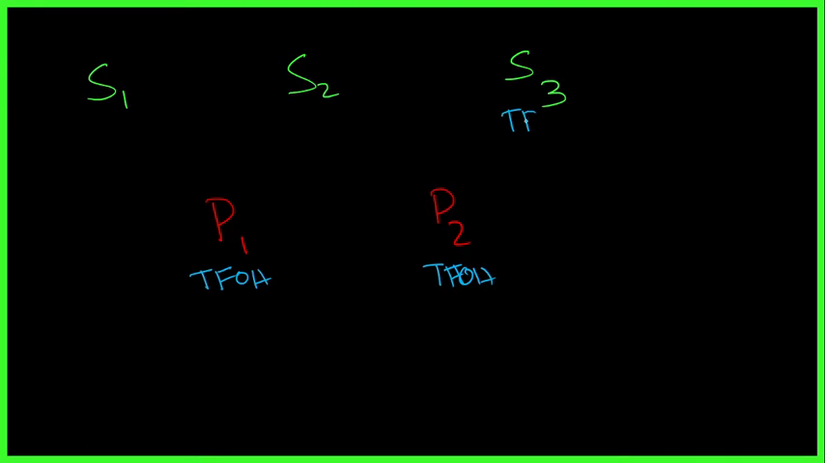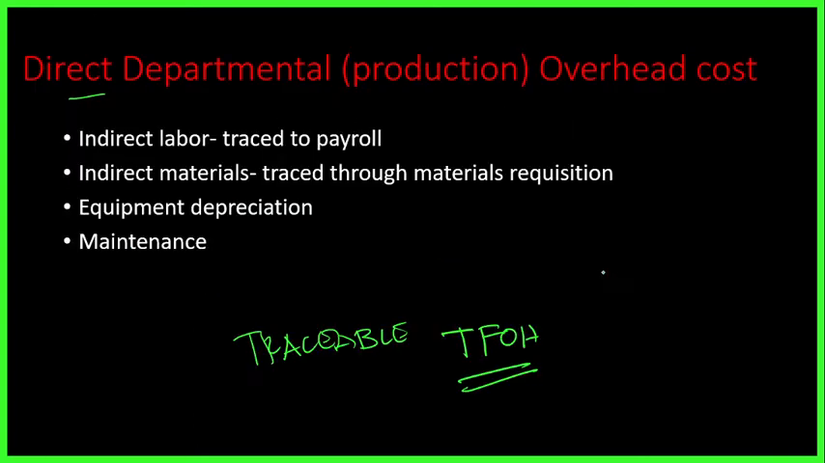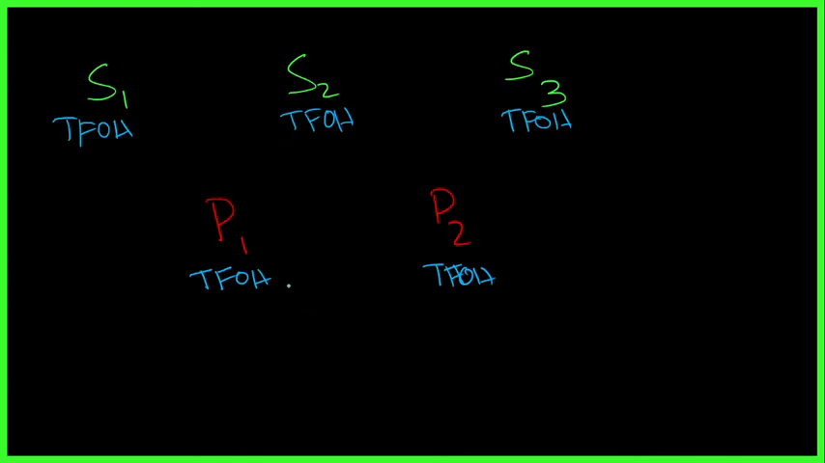So what are the examples of traceable factory overhead? So you have your indirect labor, which is traced through payroll. You have the indirect materials used by these departments. You also have the depreciation of the equipment used by these departments. And then you have your maintenance, which can be easily traceable to each department. Wala tayong problema sa traceable factory overhead. Kasi traceable siya, madali siyang i-identify kung sino talaga ang gumamit dyan.